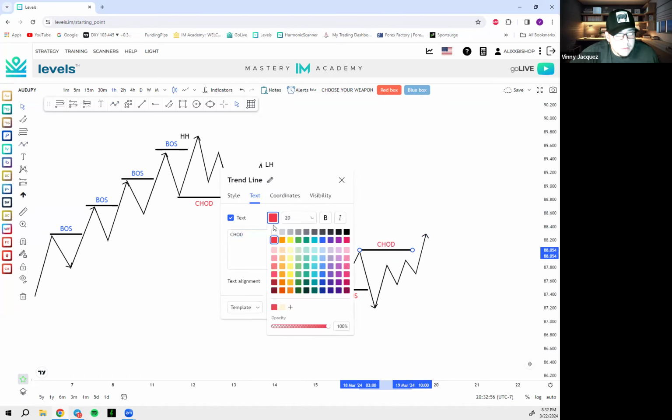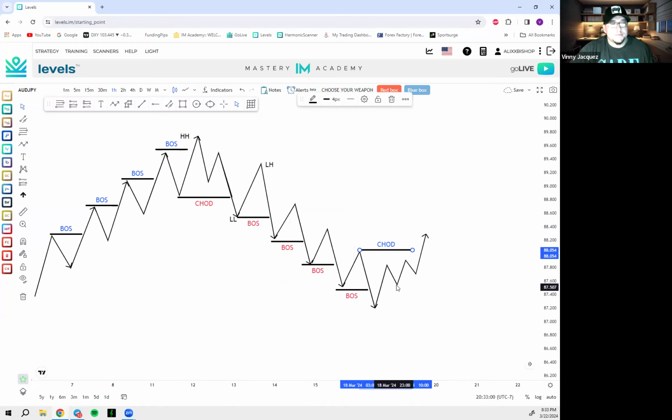Top, bullish, change of direction. Boom. Awesome. Let's go ahead and just do something like this. That's fine. Boom. Now, guys, we were making lower lows.